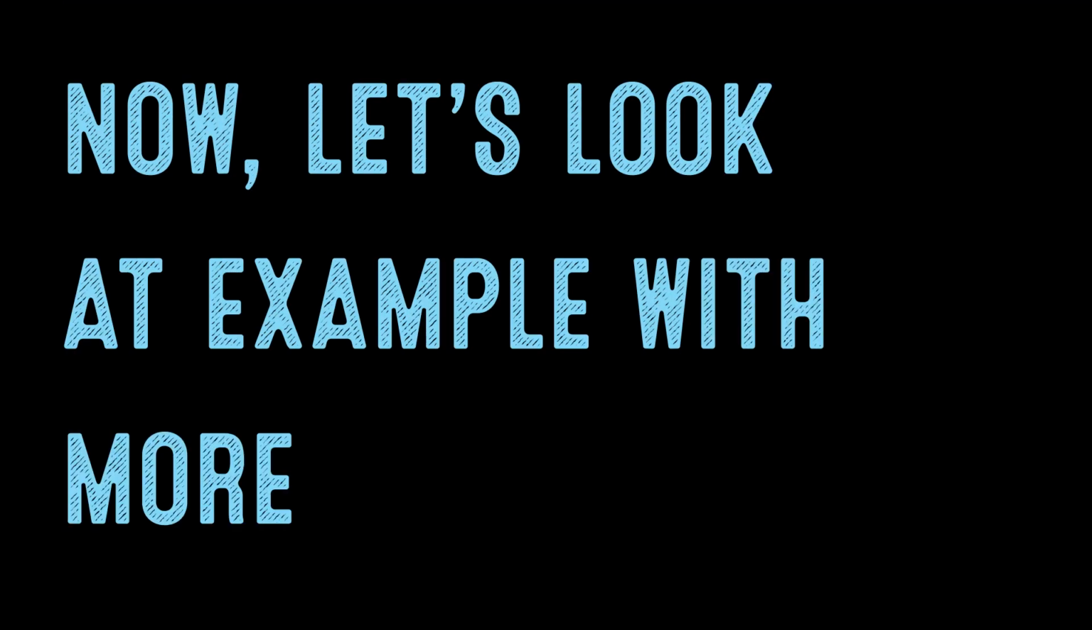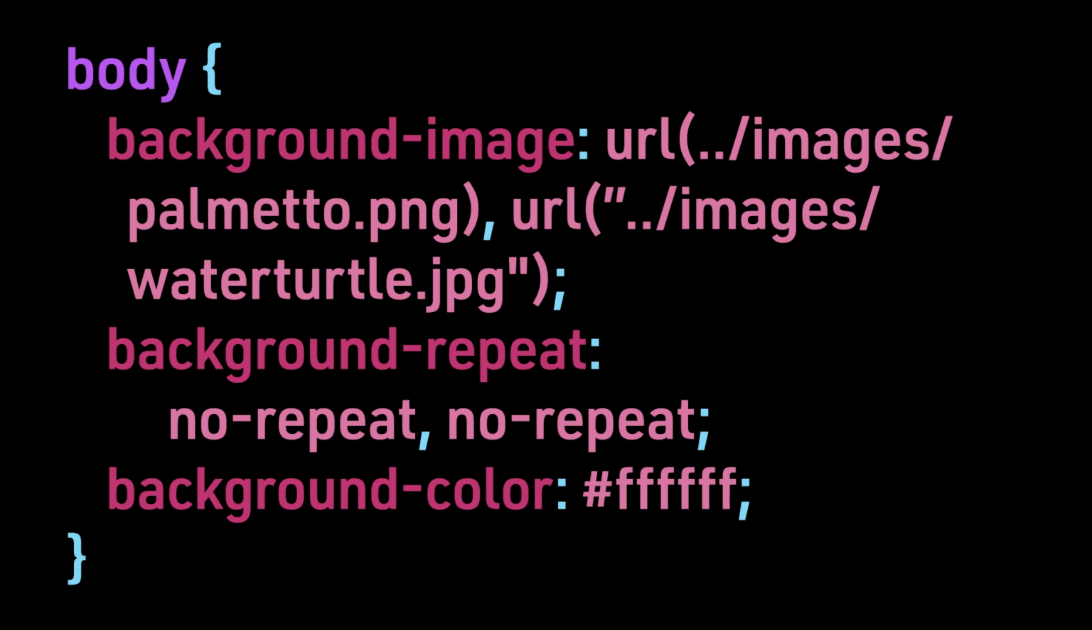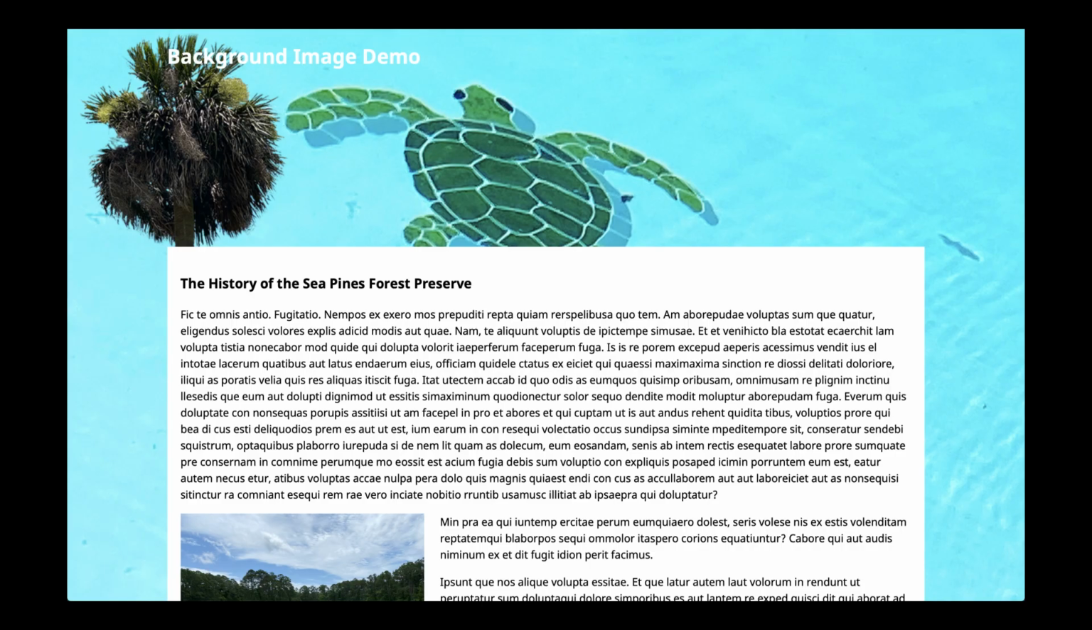Now let's look at an example with more than one image loaded as a background image. We have made no changes to the HTML, but here's the CSS. We are loading two new images, one of a palmetto and the other of a water background with a turtle. Neither image will repeat. We add the background color as a backup. This is how it would display.